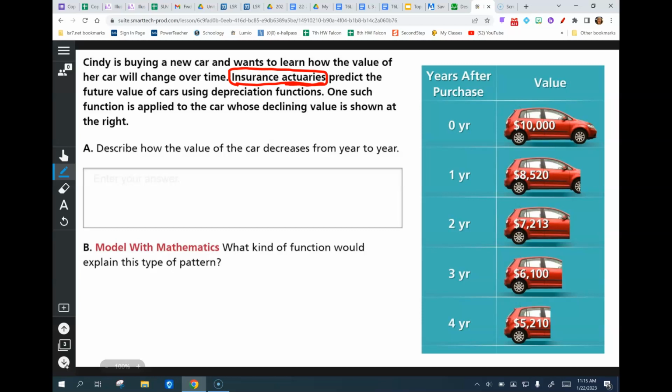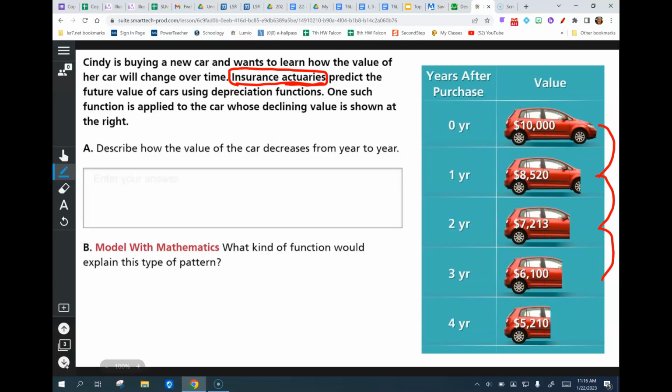Okay, so one such function is applied to the car whose declining value is shown at the right. Describe how the value of the car decreases from year to year. So look at how the car depreciates from year to year. Is it going down by the same amount? If it's going down by the same amount, we know that would be a linear function. If it's not going down by the same amount, see if it's going down by a ratio.